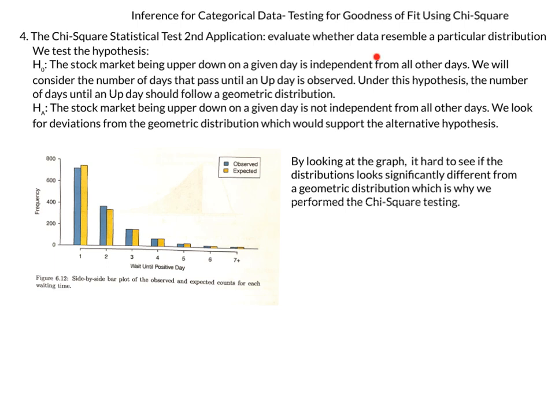From our chi-squared testing, we tested the hypothesis that the stock market being up or down on a given day is independent from all other days, and that, in fact, it followed a geometric distribution, and we failed to reject this, so we see there's evidence that maybe it is a geometric distribution. We can look at the graph of the expected versus observed, and it's hard to see if the distribution looks significantly different from a geometric distribution, which is why we needed to perform the chi-squared testing.